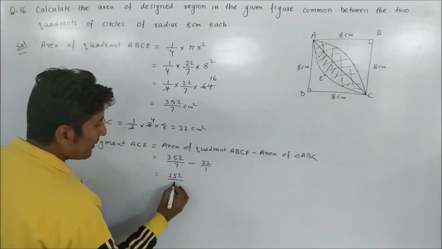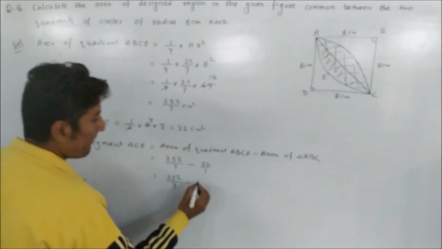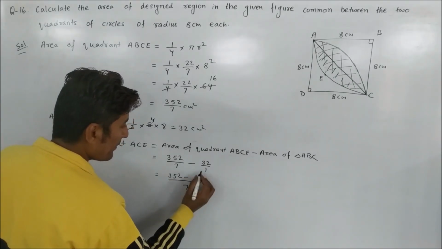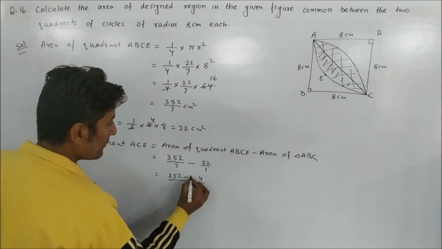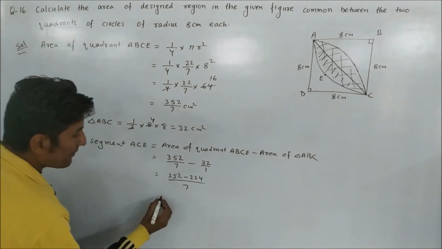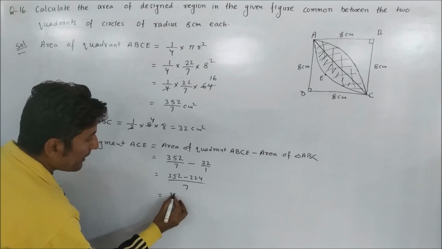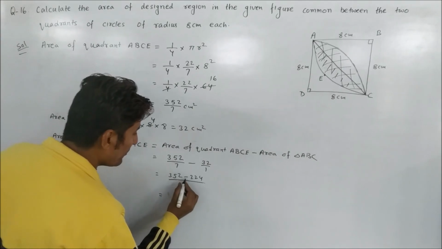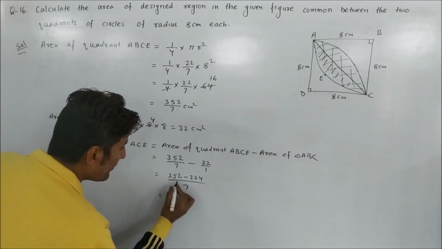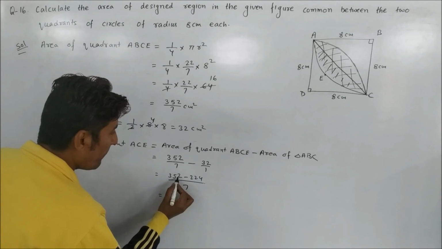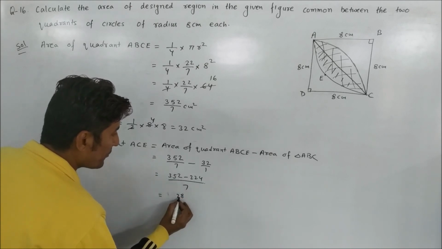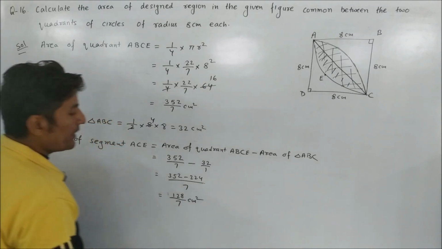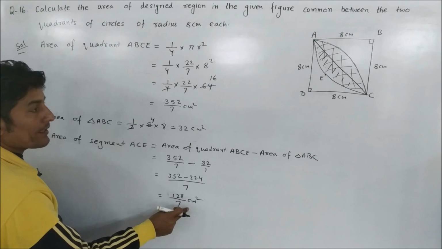352 upon 7 minus 224 upon 7. If we subtract 224 from 352, then it will be equals to 128 upon 7 centimeter square. So it will be equals to 128 upon 7 centimeter square.